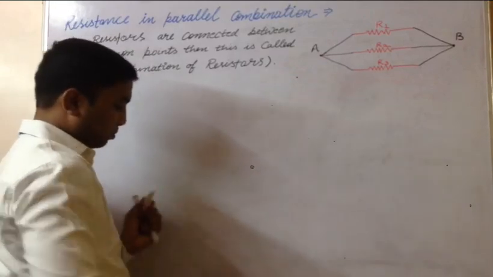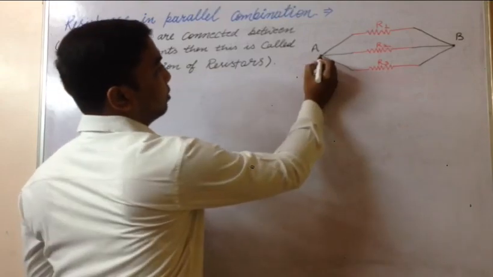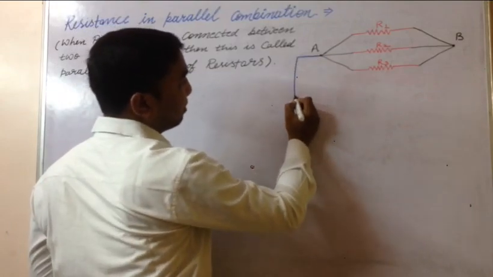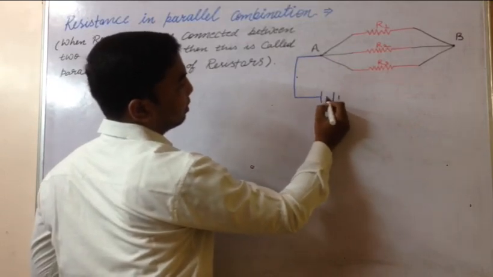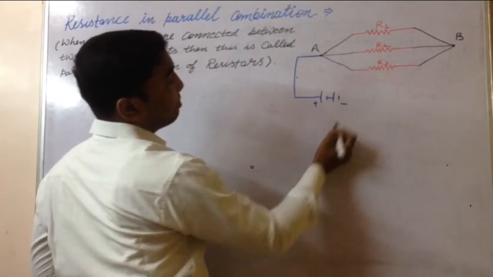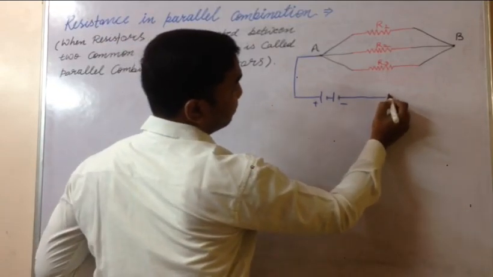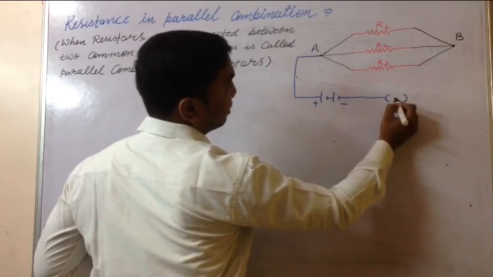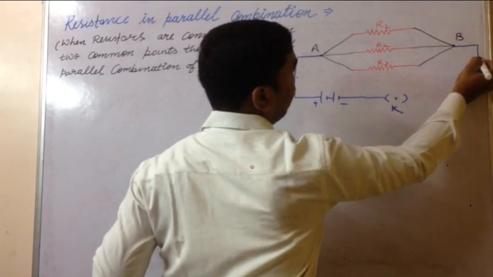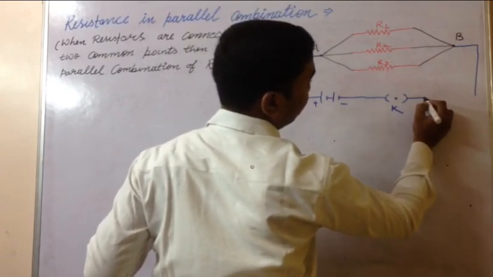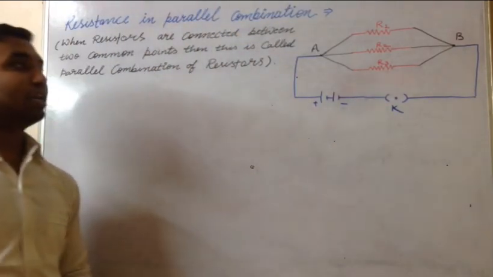Now what to do? Again we will take a wire that will come down. Let's take a battery. This battery has two terminals, plus and minus. Now the wire will come out. This wire has a switch K. Now another wire will come out. Now the circuit is clear, beta?